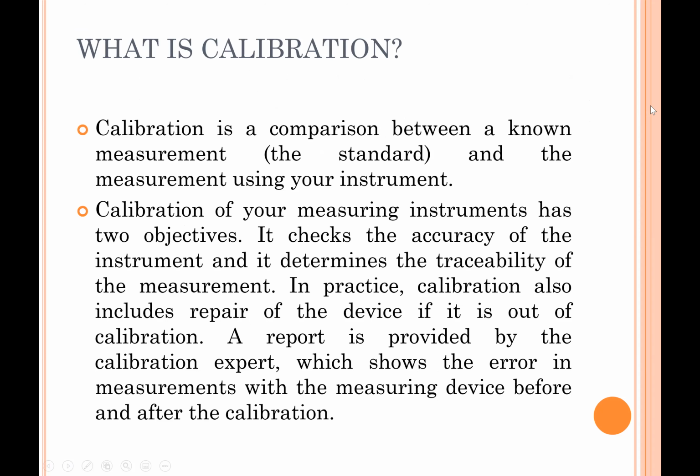Then we are going to talk about something called calibration. Now, calibration is the comparison between a known measurement and the measurement using your instrument. So calibration का सीधा सीधा मतलब होता है we have certain recognized primary standards, and calibration का मतलब होता है comparing your measuring device with that standard measuring device. So calibration actually happens in certain recognized laboratories which are recognized by the international agencies.